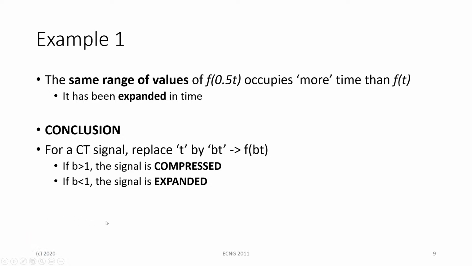So in concluding, for observing what happens when we manipulate the factor in front of t, if this is represented as f of bt, if b is more than 1, the signal is going to compress. If b is less than 1, the signal is going to expand accordingly.